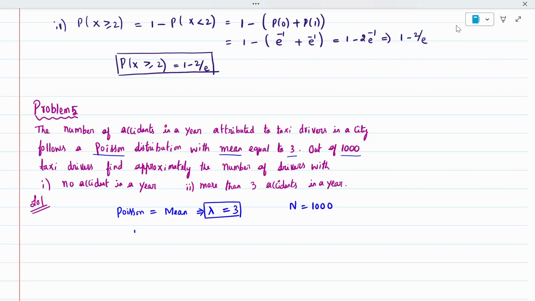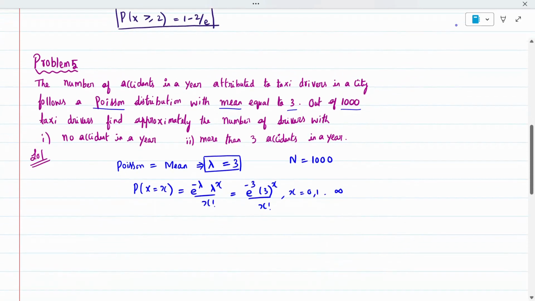So when I write the probability, P of X equal to x is e to the power minus lambda, lambda power x divided by x factorial. So now when I convert it, it is e to the power minus 3, 3 power x divided by x factorial, where x equal to 0, 1, 2, etc. till infinity. So this is the Poisson distribution written. Now we have to calculate the first case, no accident in a year. No accident means x equal to 0. Substituting x equal to 0, I get e to the power only minus 3.